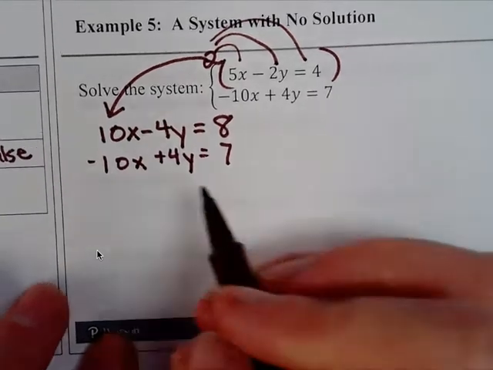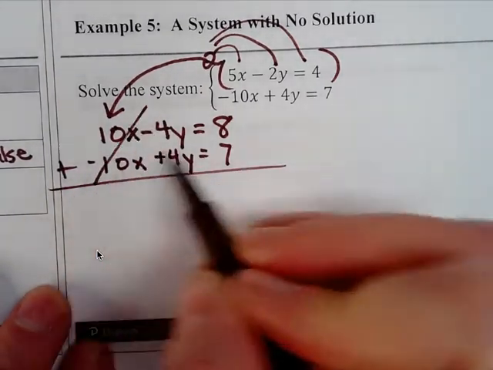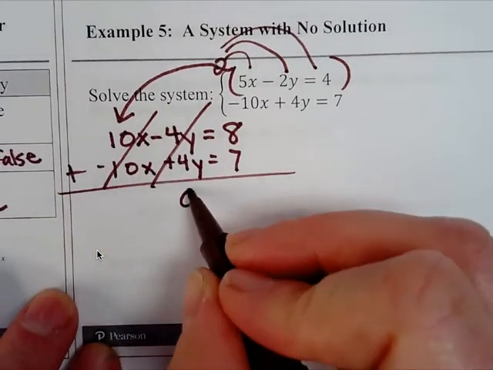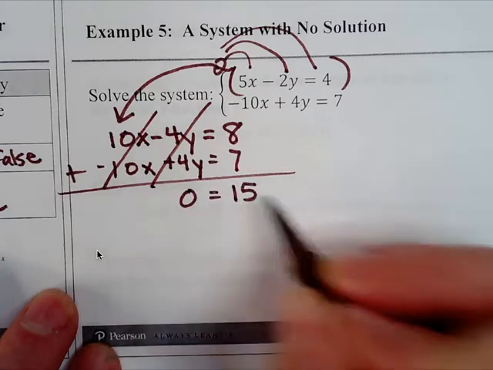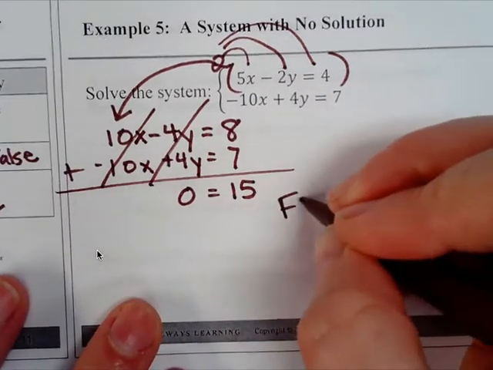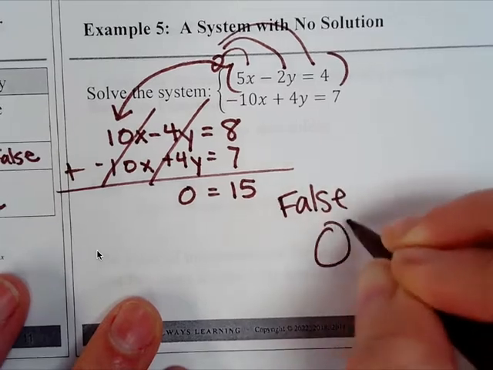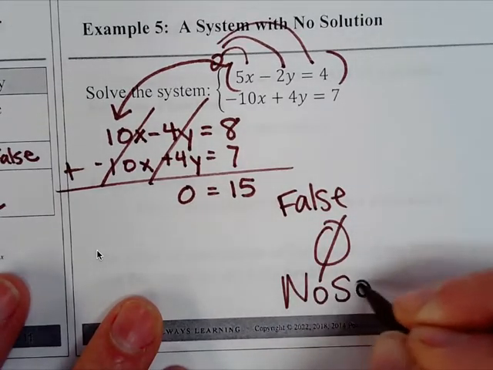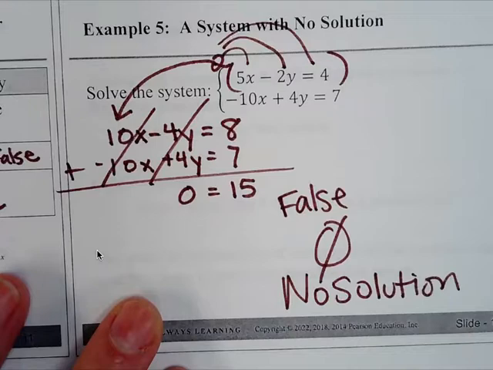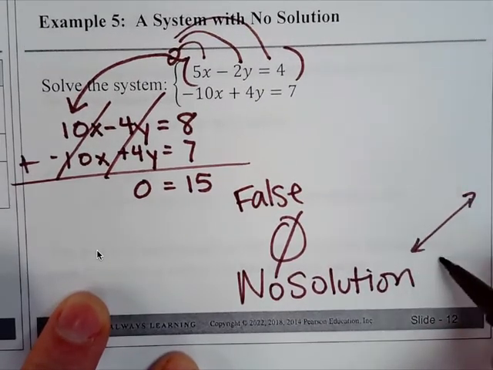And then when you add them, that cancels and that cancels. So we have 0 equals 15. Yep, false, so it's no solution. So that means whenever it's no solution, they never intersect. They are parallel lines.